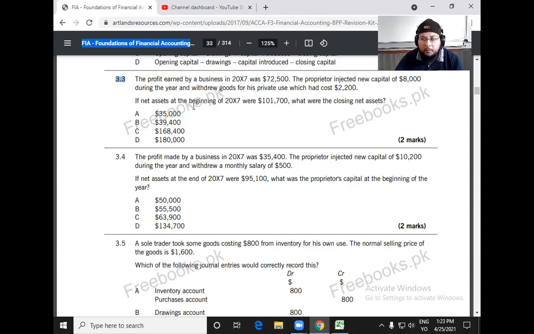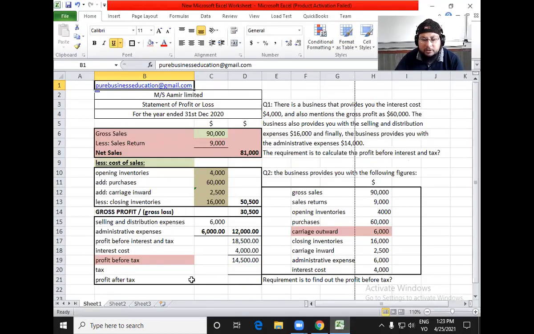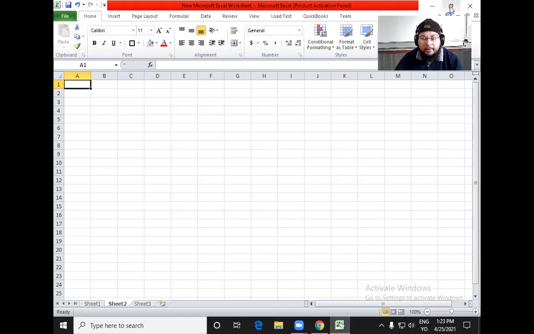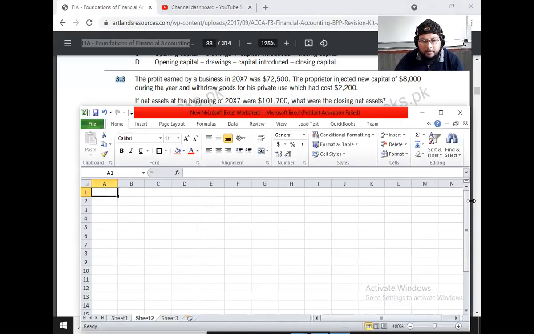So this is a very, very important question as far as the examination is concerned, and I will advise you how you will calculate that one. Okay, remember one thing, the term net assets means the capital. You must understand this term. Net assets is equal to capital.